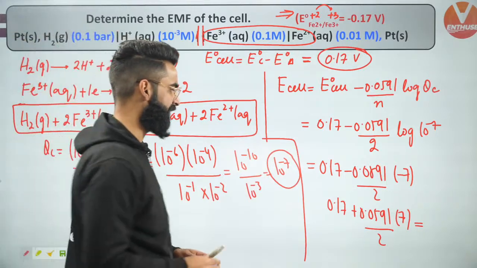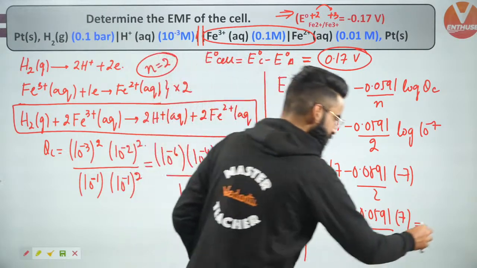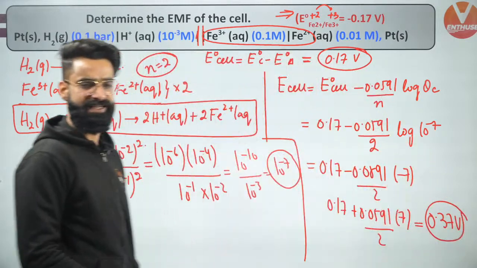Rashid is saying it's coming as 0.37. Angela is saying the same. Harry is saying the same. Wonderful. So 0.37 volts is the value of EMF of the cell.